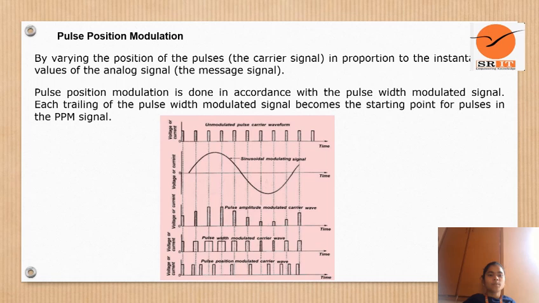Next, we can see pulse position modulation, PPM. The position of the pulse is varied proportional to the instantaneous value of the analog signal. Pulse position modulation is done in accordance with the pulse width modulated signal. Each trailing edge of the pulse width modulated signal becomes the starting point of the pulses in the PPM signal.